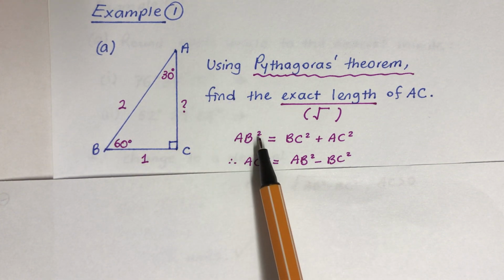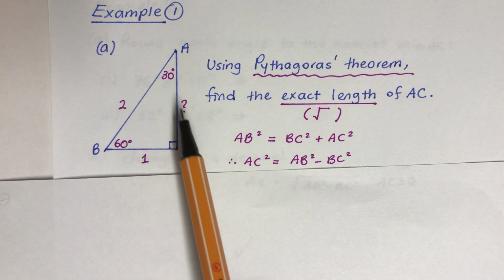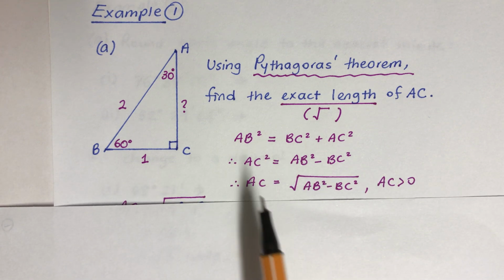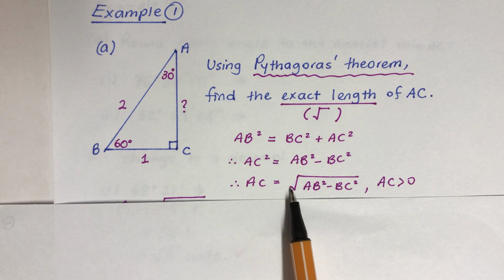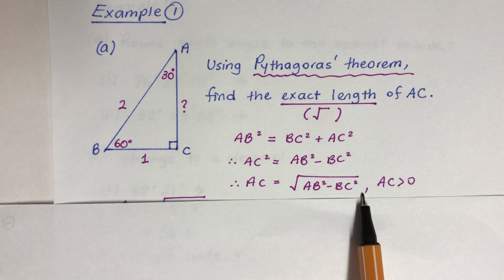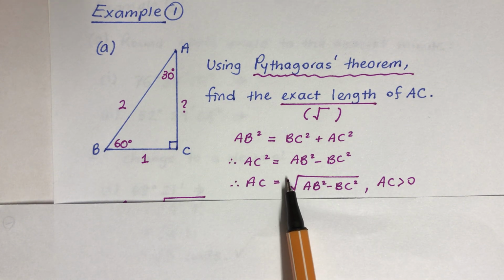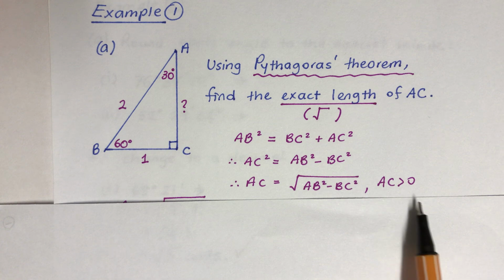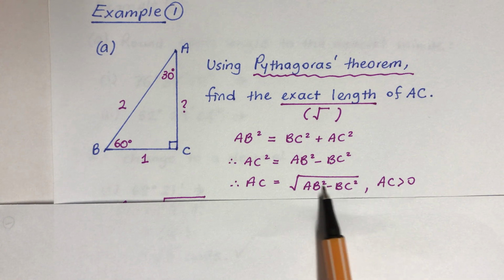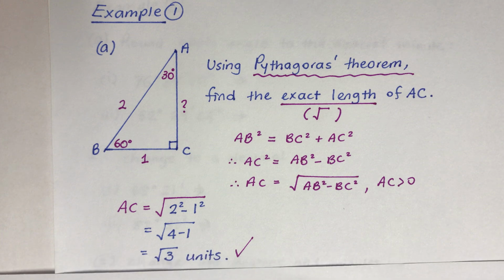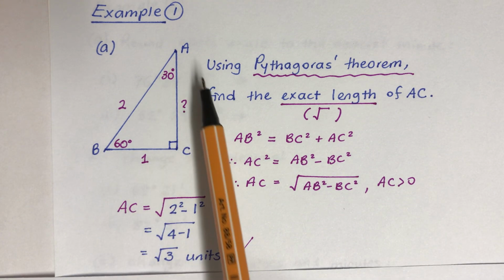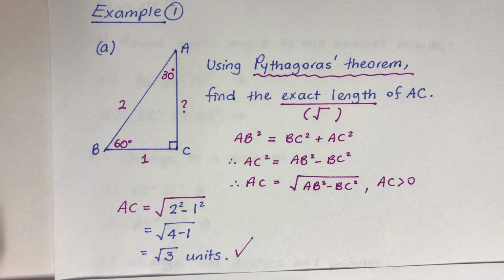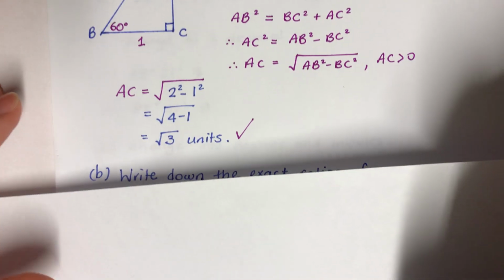The hypotenuse squared equals the sum of the squares of the two shorter sides. So if I want to find just AC, AC equals the square root of AB squared minus BC squared. We don't count negative, so you probably think plus or minus, but it's not, because it's a length. There's no negative length, so we only count the positive. So I get AC equals the square root of 2 squared minus 1 squared, which is root 3 units, because it was a length.